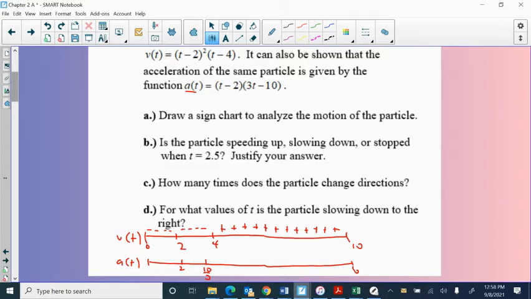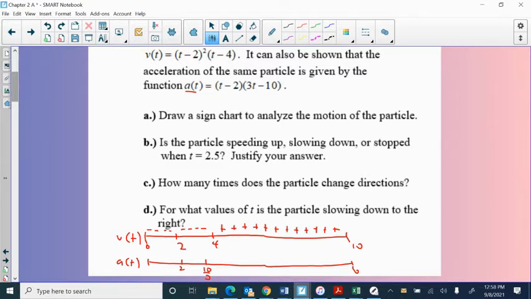So how is this possible? How could I have negative velocity, 0, and then negative velocity? Describe that motion. What's happening? Yeah, exactly. You move to the left, pause, move to the left, and then move to the right. Okay, so that's my sign chart for velocity.